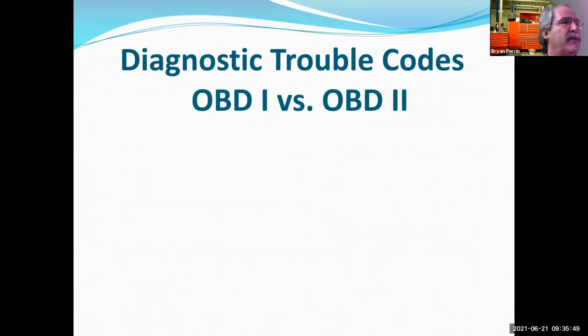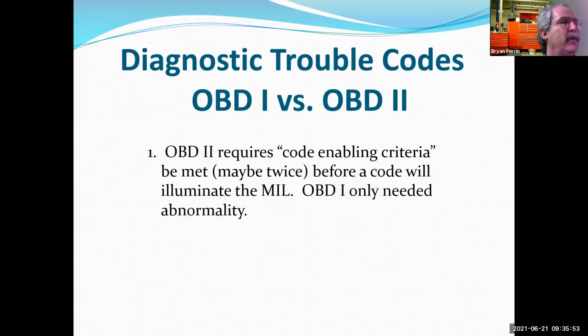So diagnostic trouble codes, OBD1 versus OBD2. OBD2 requires code enabling criteria be met maybe twice before a code will illuminate. OBD1 only needed an abnormality. So in other words, with OBD1, as soon as you were out of specifications, we're turning the light on. When you're back in, we're turning the light off. OBD2 not only requires there to be an issue, but that issue has to happen under certain operating conditions.